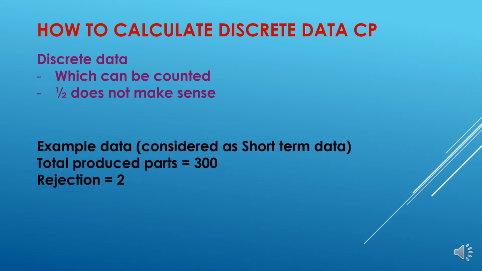One example I have given here. Total produced parts 300 and in that, rejection of 2. We are going to calculate for this data, and I consider this data as short-term data. Short-term data means there is no change in the process and it may be a short period. This data I consider for 1 day, and there are no changes in system level process or any material or anything. So now we will calculate the discrete data process capability.